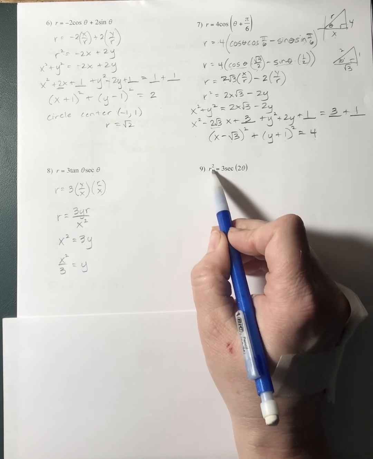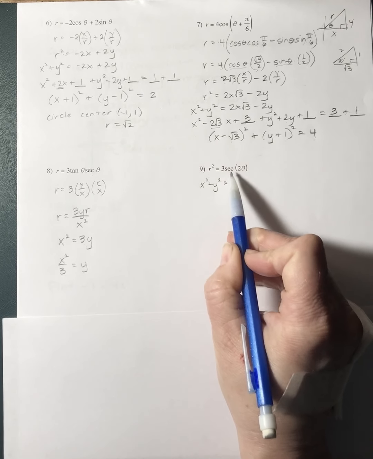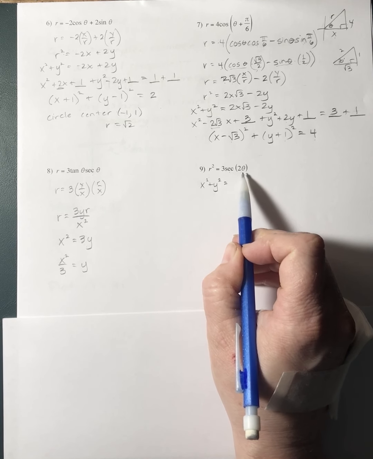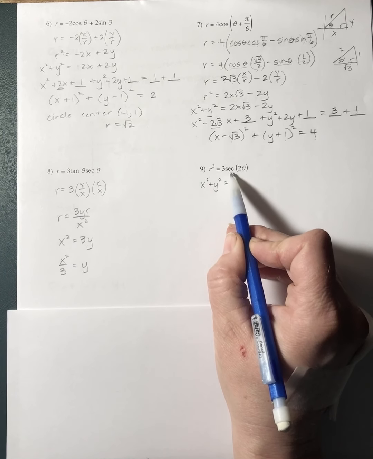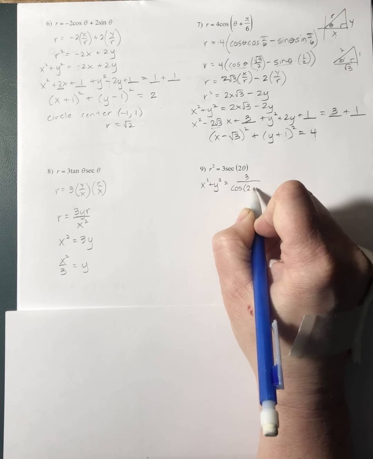Last one. Right away we have r squared. R squared is x squared plus y squared. Secant of 2 theta, okay? If you have your identity sheet, you have 3 possibilities for that secant of 2 theta. And all I can think of is one of them off the top of my head. It doesn't matter which one that you use, they're all going to be the same. You have cosine, so we're going to change this to 3 over the cosine of 2 theta.